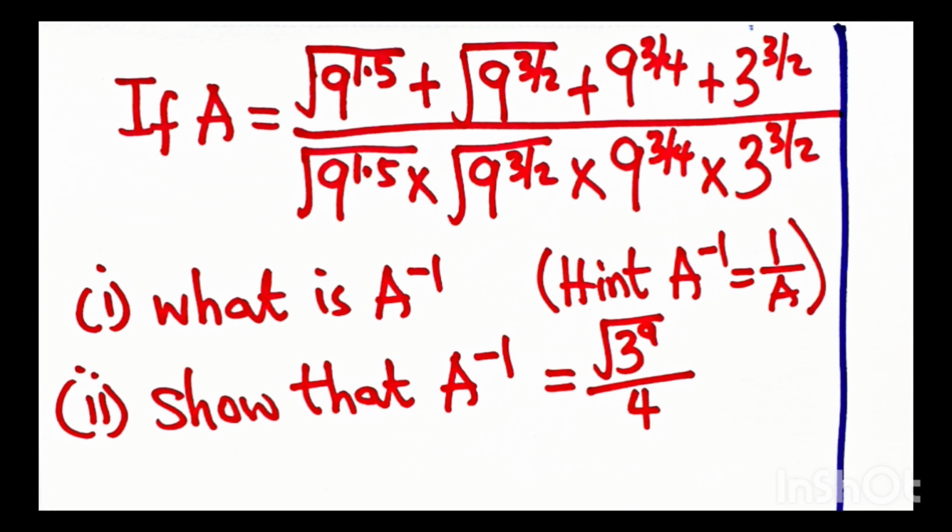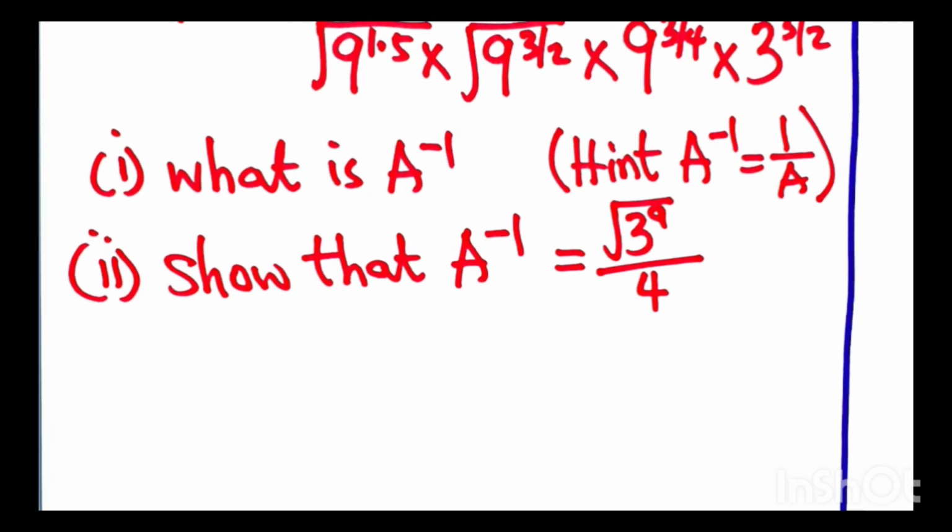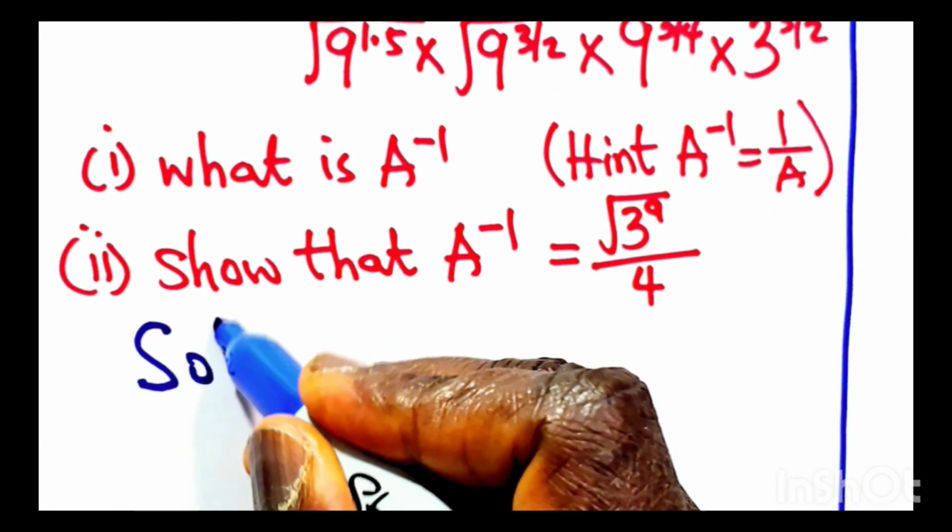We are asked to solve A, which equals all these, and we are also asked to find A inverse, because we are given A. The hint given is that A inverse equals 1 over A. And we are asked to show that A inverse equals the square root of 3 raised to the power 9 divided by 4. Let's quickly jump into that. Solution.